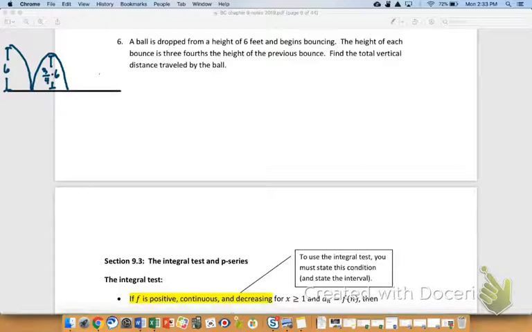Did you still get 42? No, I got 12 that time. So if n equals 1, then our initial will be 6 plus 2 times 1.5 over. Wait a minute, that's good. No, this is right. 6 plus.